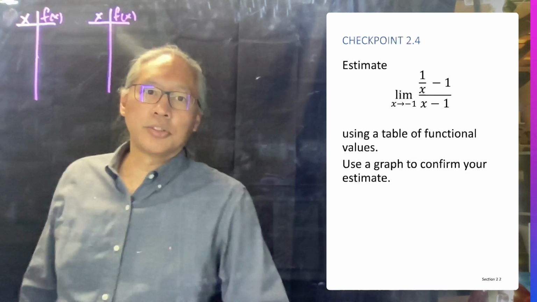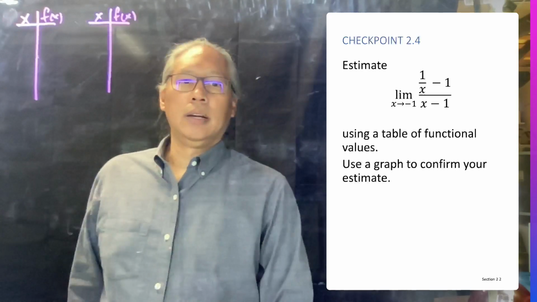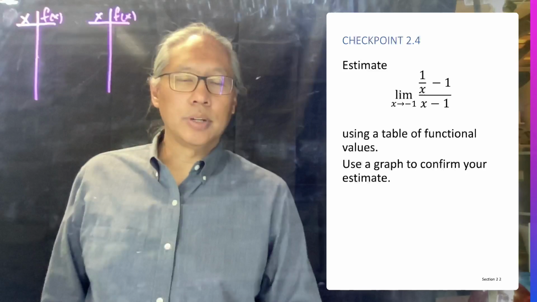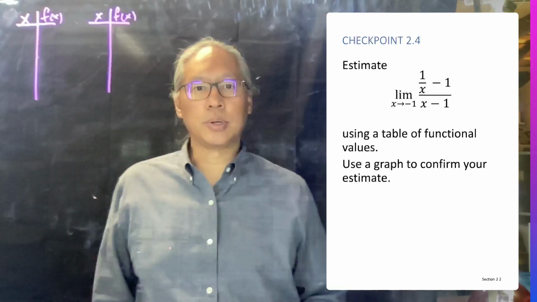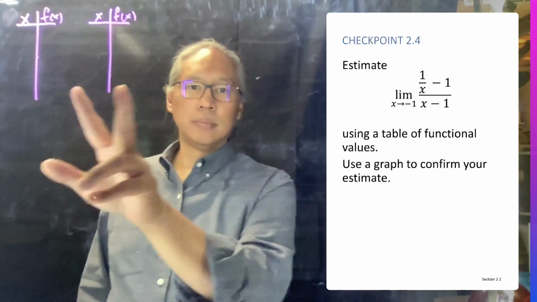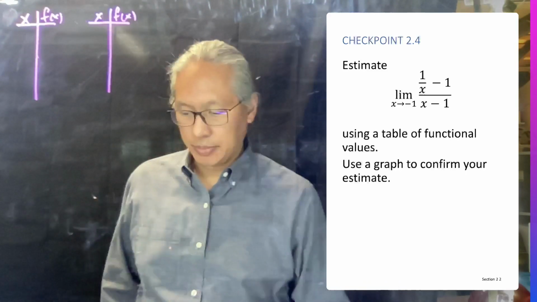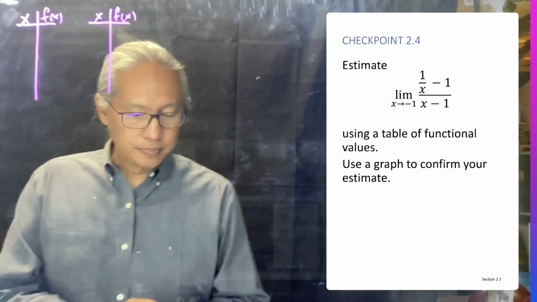Hello, this is checkpoint 2.4 from section 2.2, and they want us to estimate the limit as x approaches -1 of 1 over x minus 1, all divided by x minus 1, using a table of functional values, and then use a graph to confirm your estimate. Okay, so let's figure out using a table.